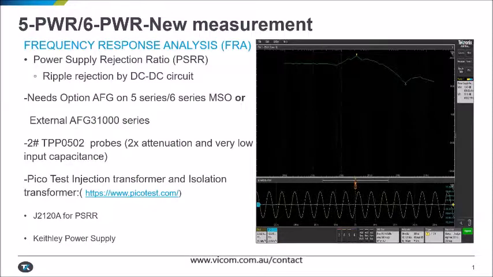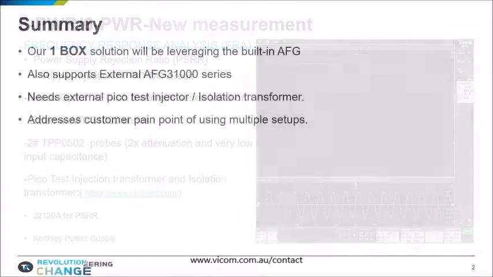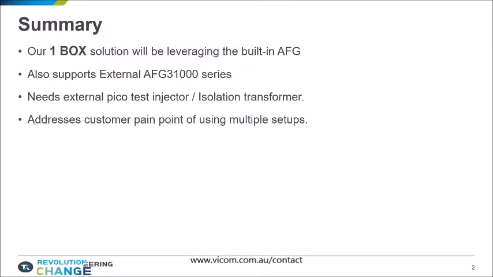So the new measurement, power supply rejection ratio, is a good measurement for DC-DC converter qualification. And in summary, we have a one-box solution with the built-in AFG or an external AFG 31000 series using the commercially available injection transformers.